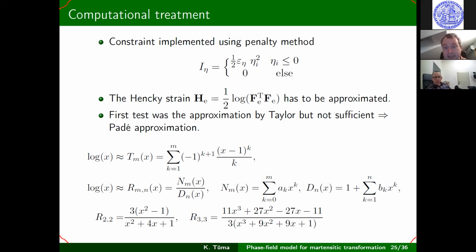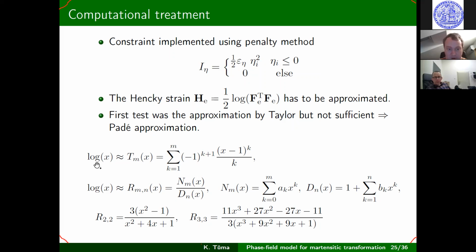The next problem is the Hencky strain, because we need to compute the matrix logarithm. So again, in ASFEM, there is a function to compute it exactly using the eigenvalues and eigenvectors. It is implemented quite efficiently, but such a thing is not available in Firedrake. So we decided again to approximate. So the first test was to use the Taylor expansion and approximate it by Taylor, but this was not sufficient. I will show you something about this. And later we decided to use the Padé approximation.